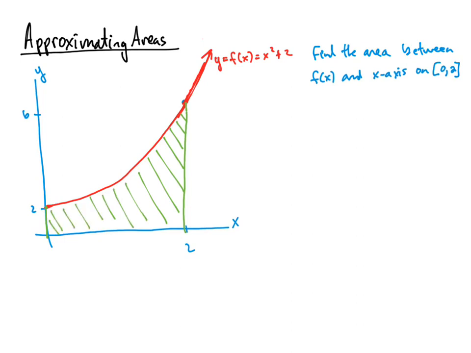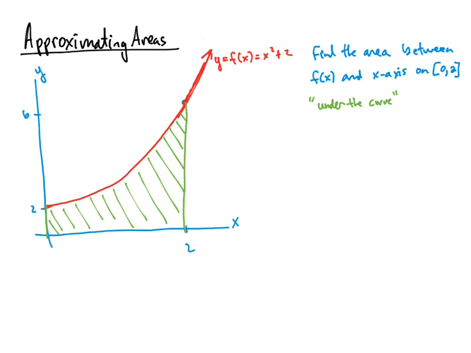Oftentimes when we say we want the area between a function and the x-axis, we say that we want the area under the curve. So I'll be using this expression frequently. At the moment, an estimation is the best that we're going to be able to do. And we'll see soon how we can get an exact value of this area. But for now, we're going to look at a few different ways that we can come up with a pretty good approximation.